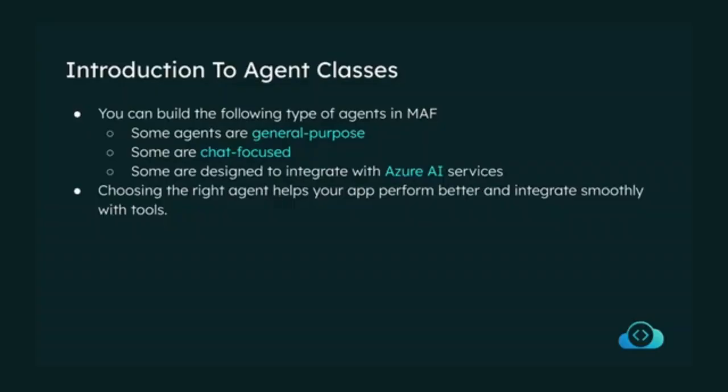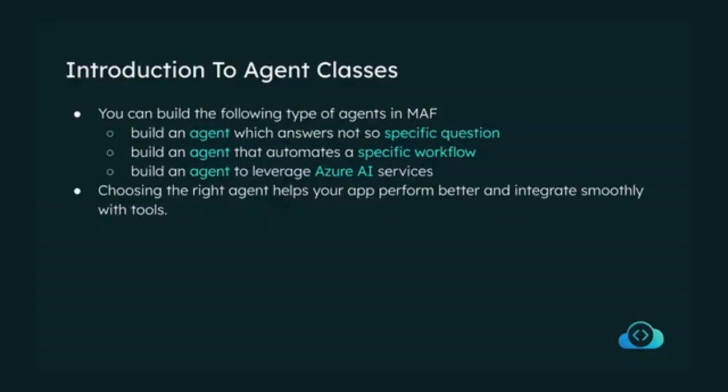which you can leverage. So in simple words, if I have to say general focused, I would just say, maybe I just want to build an agent that answers not so specific questions. And when I say chat focused, maybe I just need an agent that automates a specific chat workflow. And for Azure AI services, maybe I just need an endpoint to my specific Azure AI service. So knowing your use case is kind of crucial.